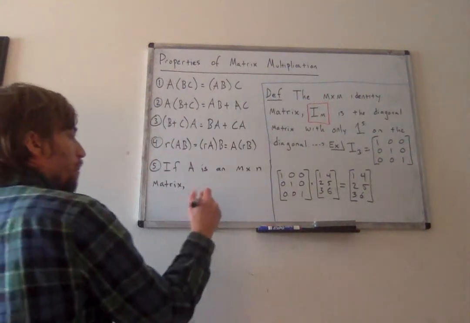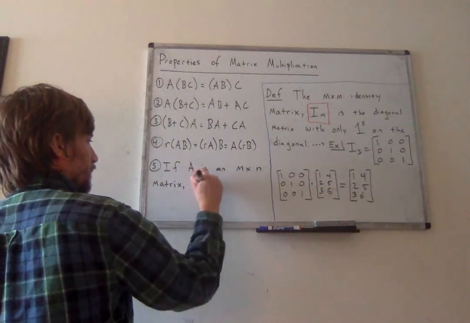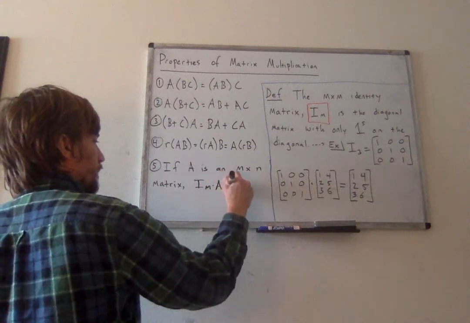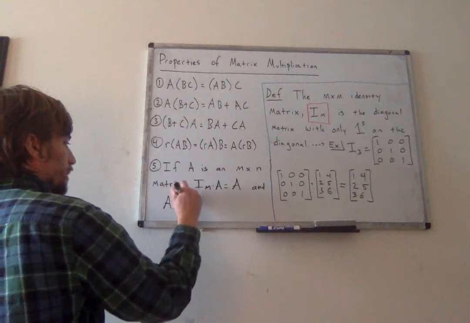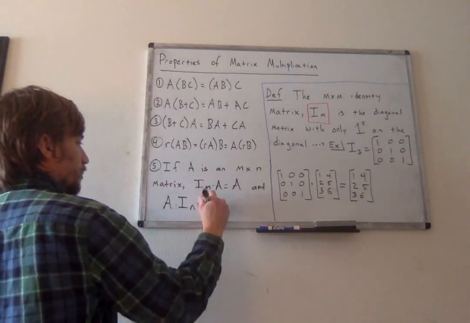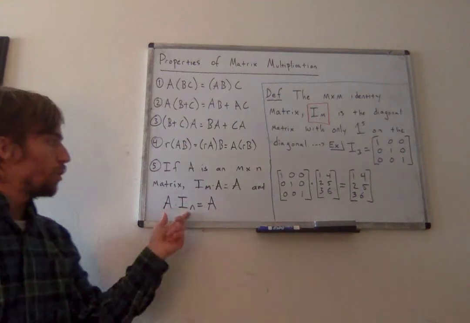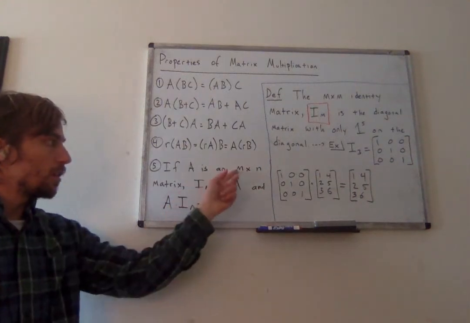And so if A is an m by n matrix, then I sub m times A is equal to A, and A times I sub n is equal to A. And so notice here, I'm choosing the correct identity matrix based on the dimensions of A.